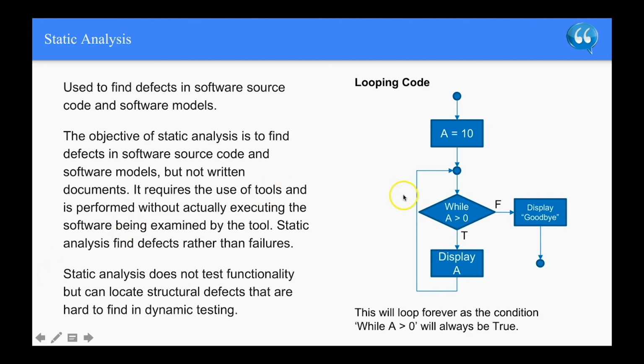Here's an example: a looping code. If you had this looping code working on a system, you would not flag it as a failure or a defect because it will continually work as it is written. But if you do a static analysis on it, then you will identify this loop and you can prevent it from happening before the code is actually executed.